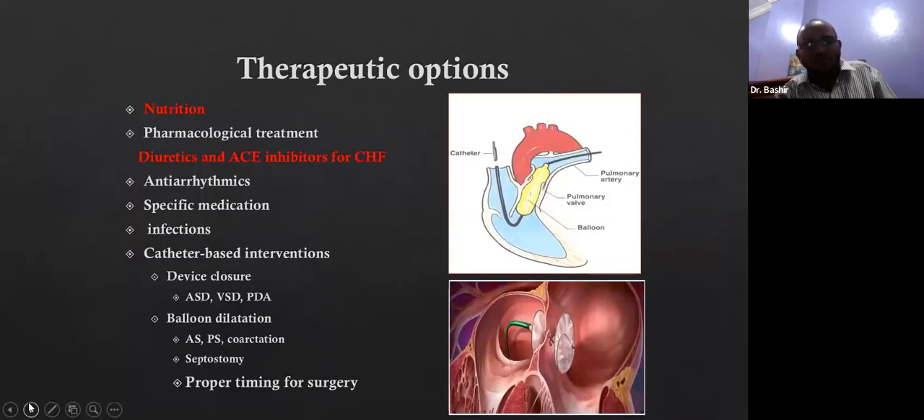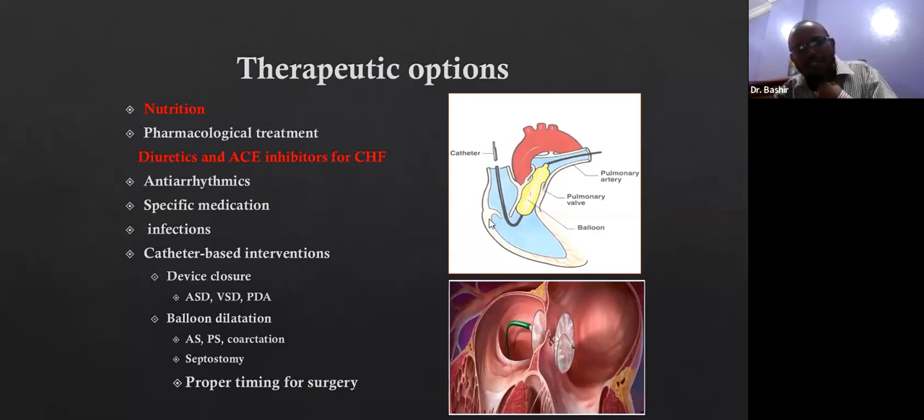Therapeutic option, first of all, we have to augment nutrition because most of them have failure to thrive. And also you can start pharmacological therapy like diuretics and anti-failure medication like ACE inhibitor. If the child has arrhythmia, you will start anti-arrhythmia. Sometimes you will give specific medication like beta blocker. And if the child has infection, treat infection because infection will aggravate the heart failure and the cardiac symptoms.